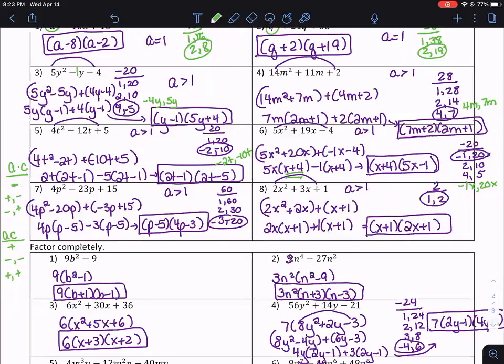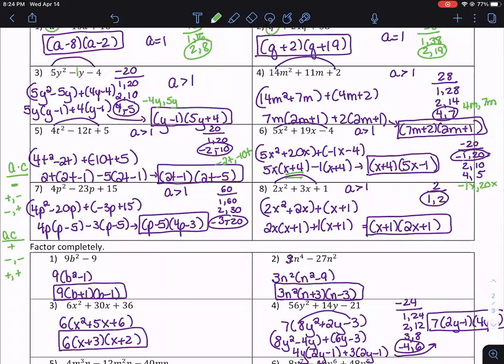For number 7, we're going to do a times c to be 60. Factors, so look at what I mean. So a times c is positive, but since the middle term is negative, they both have to be negative. So that's another way you can memorize it. 1 and 60 can never get me to 23. 2 and 30 can never, but 3 and 20 can. If 3 is negative and 20 is negative, they will multiply to 60, but add to negative 23.